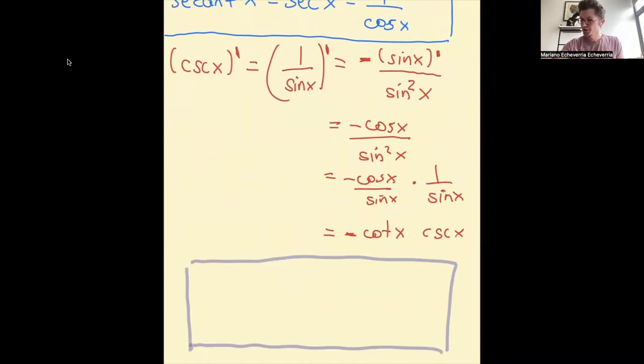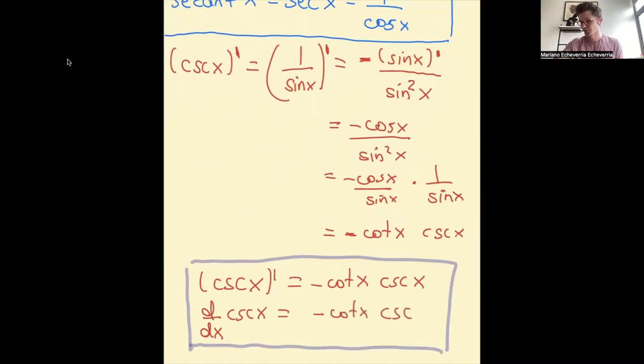What we just found is that the derivative of cosecant of x is minus cotangent of x times cosecant of x. Or if you prefer the other notation, the derivative of cosecant of x is minus cotangent of x times cosecant of x. Is that okay? Any questions about this one?